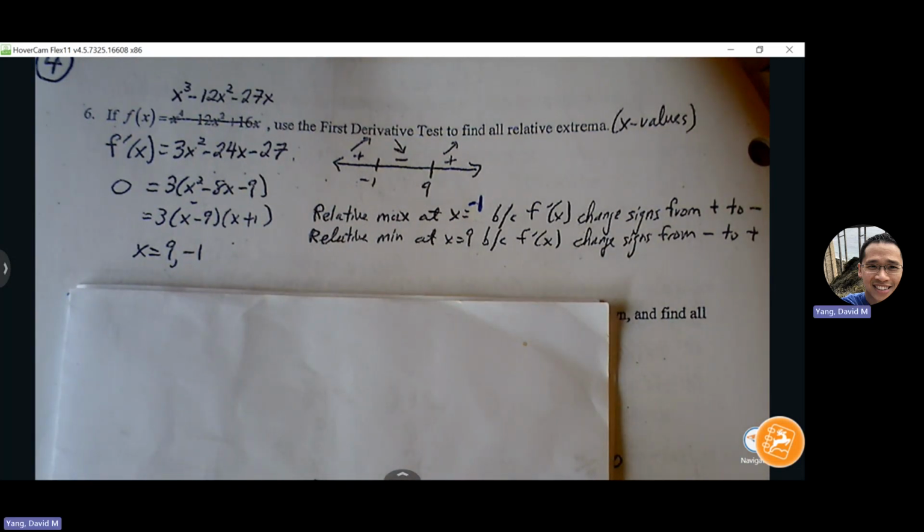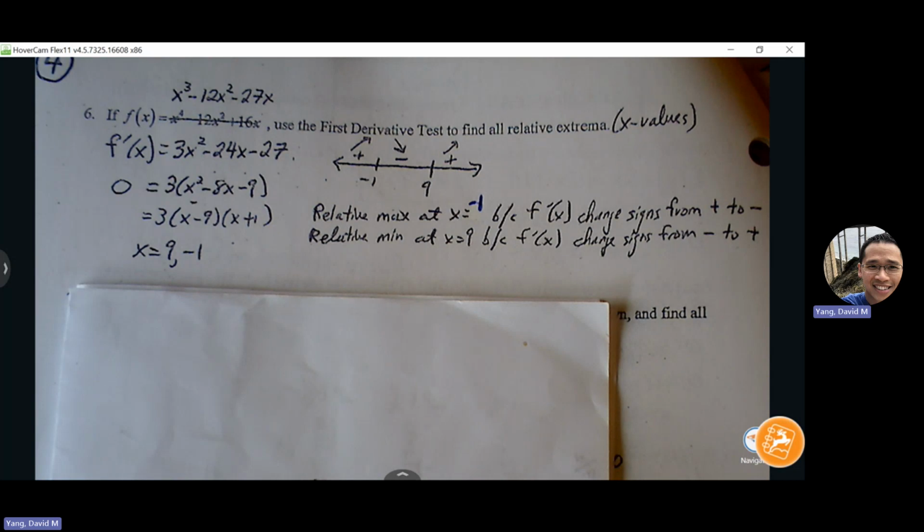Okay, so we find f prime. Right, we set f prime equal to 0. We factor out the 3, continue factoring, trinomial factoring. We solve for x. We get 9 and -1. We place -1 and 9 onto our derivative sign line.